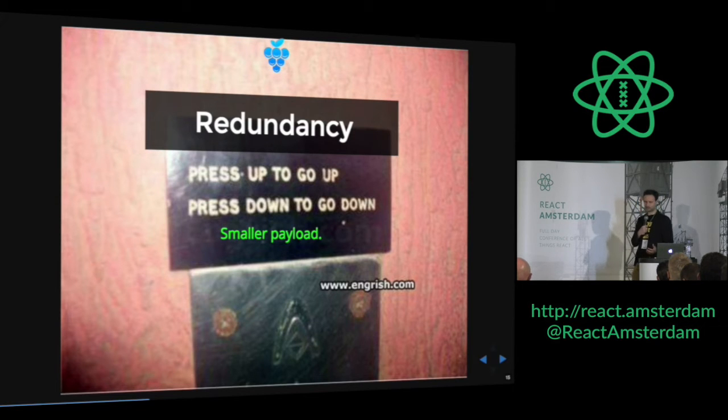CSS makes us write code in a very redundant way. We write the same things all the time. You could say you use preprocessors like Stylus or Sass, but it doesn't matter. What you generate is CSS, and this is going to be redundant, and it increases your total CSS payload.